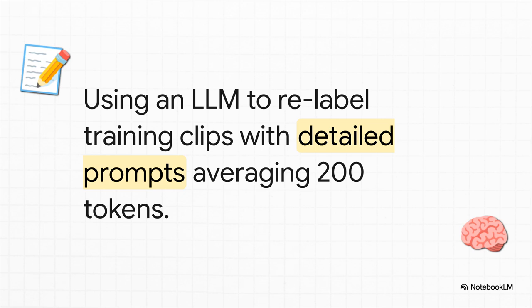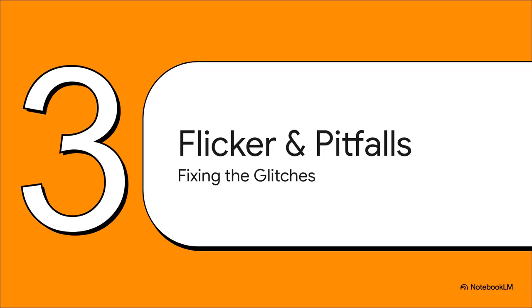They essentially used an LLM to relabel all their training clips with incredibly dense prompts, averaging about 200 tokens per clip. This taught the video model exactly how to understand really complex text requests. Let's move to Section 3, fixing the flicker and pitfalls.